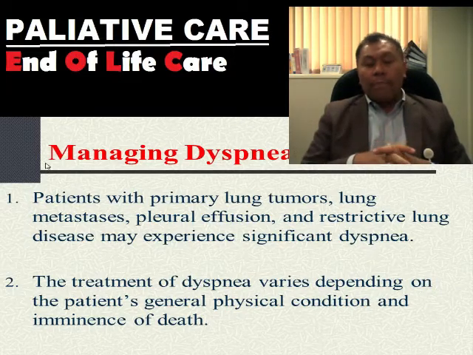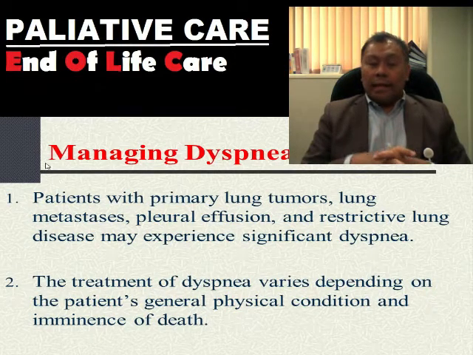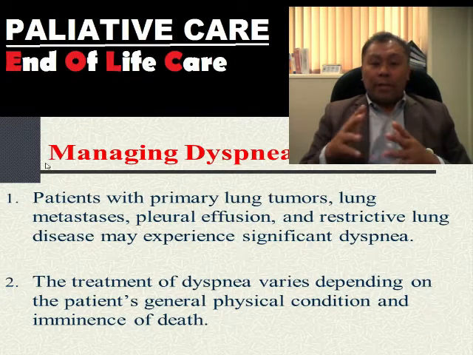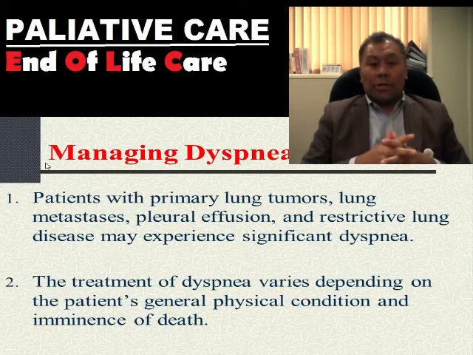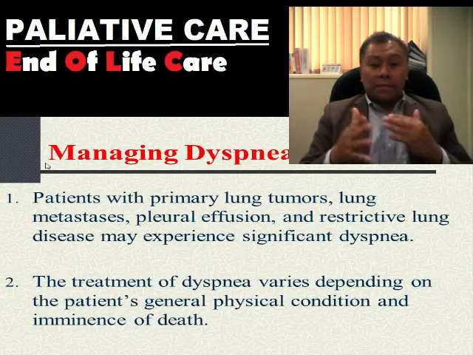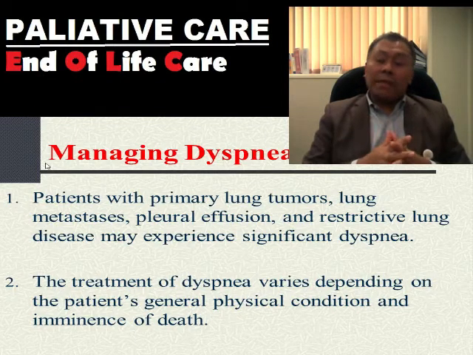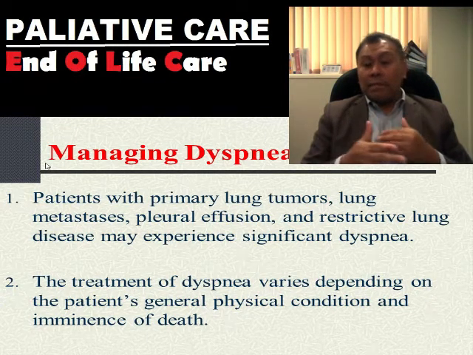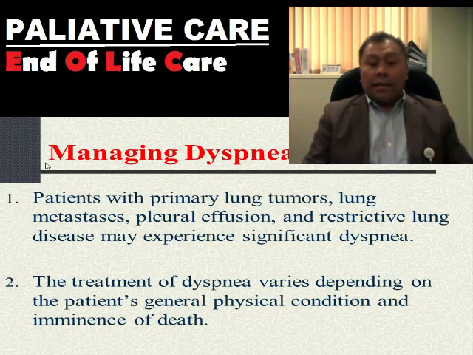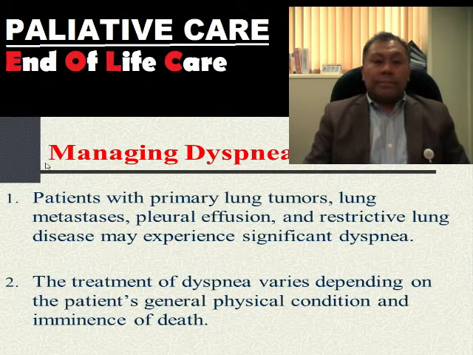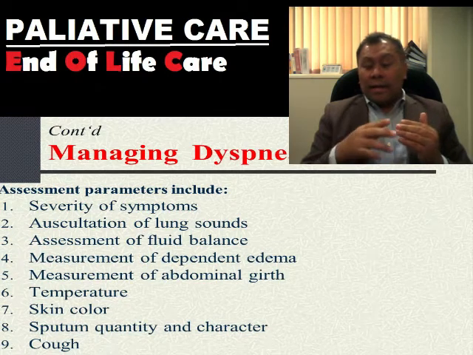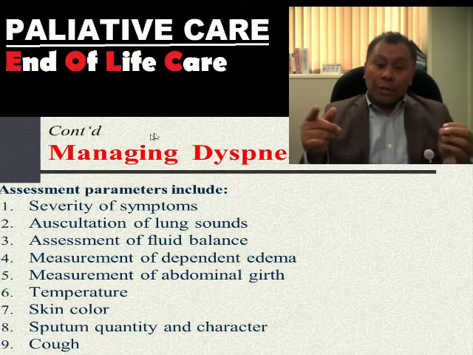After knowing how to manage the pain, consider if the patient is suffering from dyspnea, which is difficulty of breathing. Patients with primary lung tumors, lung metastasis, pleural effusion, and restrictive lung disease may experience significant dyspnea. The treatment of dyspnea varies depending on the patient's general physical condition and imminence of death. How to assess? These are the parameters you should know as a nurse.